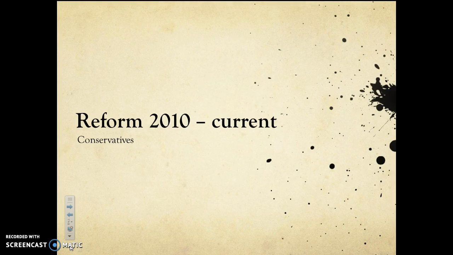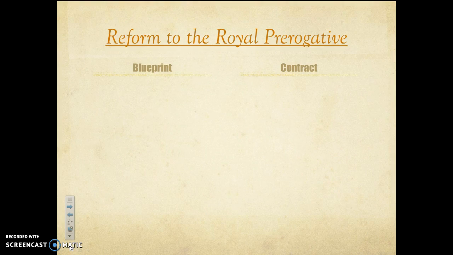Let's just get rid of that. And that brings us to the end of the larger reforms of the new Labour administration. We're now into 2010, we're into the Conservatives.